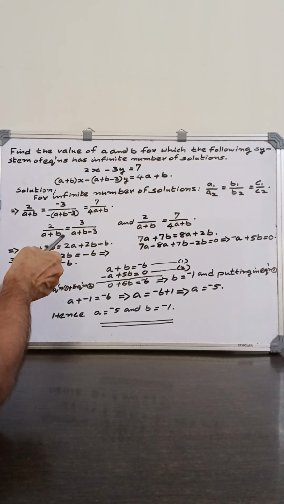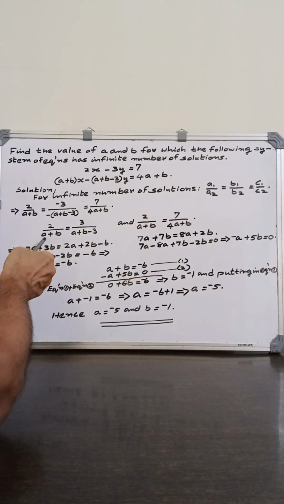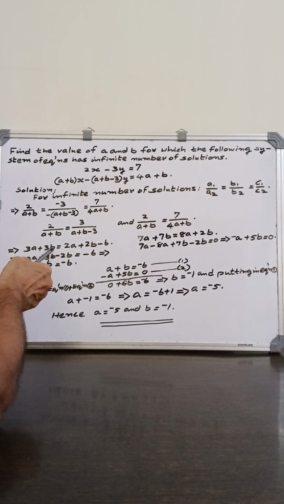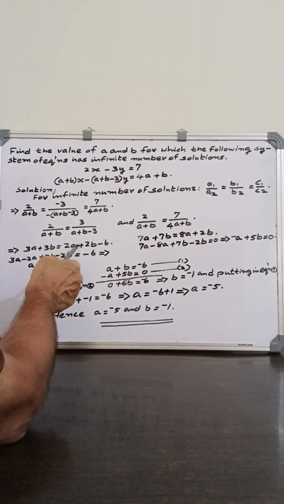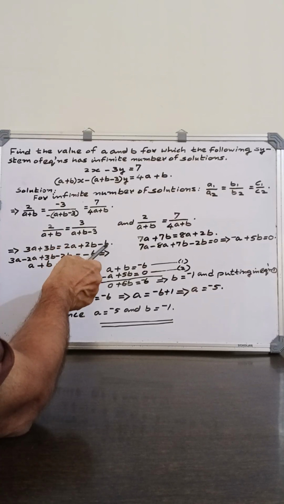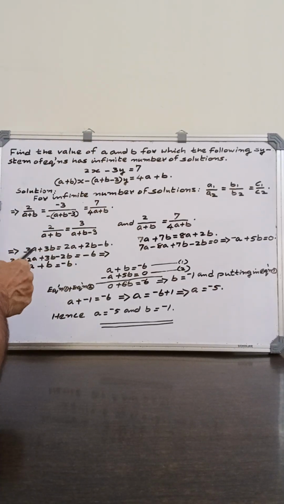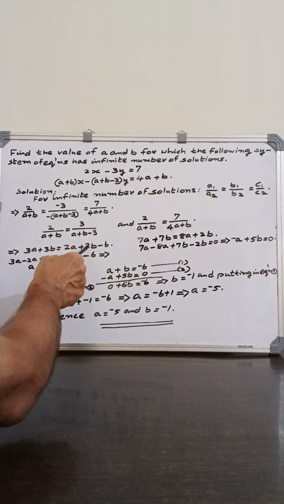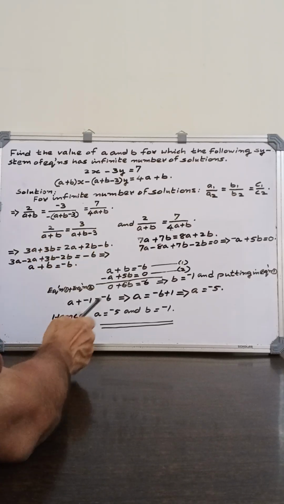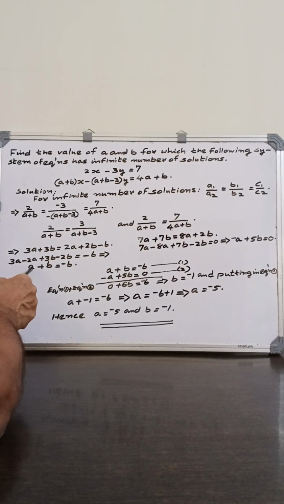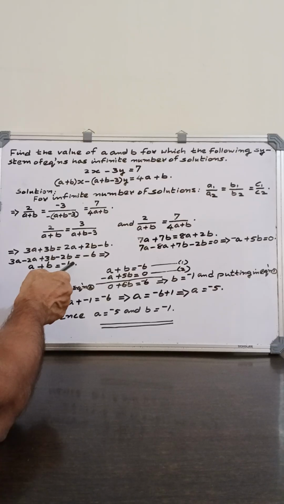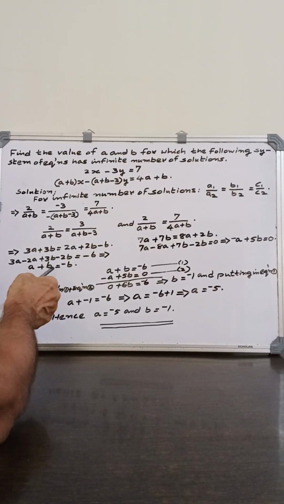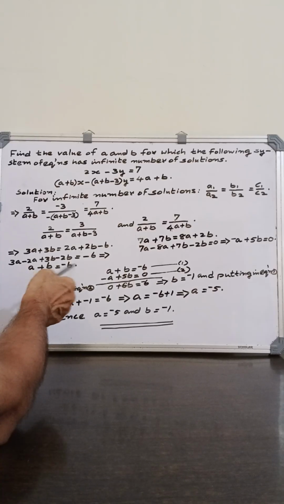Cross multiplication: 3 into a plus b, 3a plus 3b equals 2 into a plus b minus 3, that is 2a plus 2b minus 2 into 3, 6. That is 3a minus 2a plus 3b minus 2b equals minus 6. 3a minus 2a is a, 3b minus 2b is b, so a plus b equals minus 6.